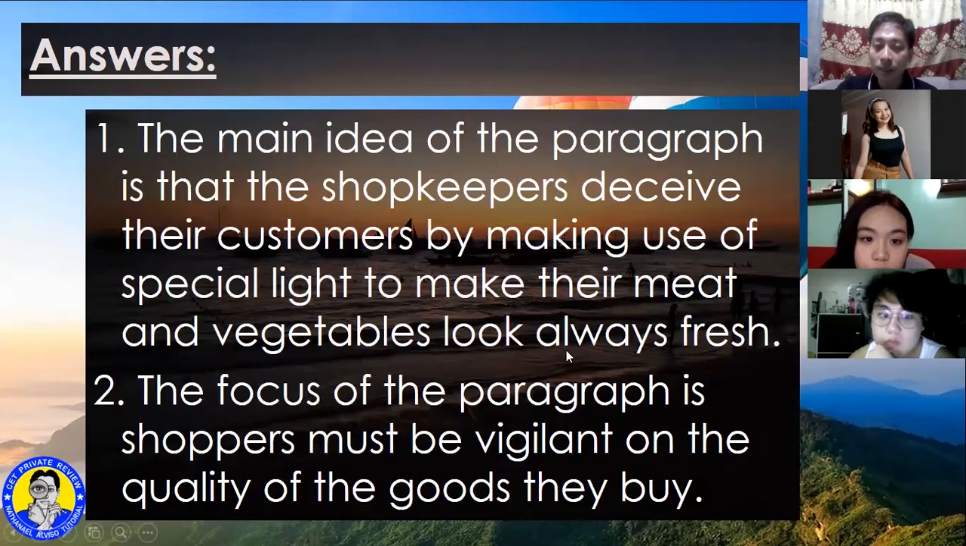It's already old. And the focus of the paragraph is to inform shoppers that when you're shopping, you do not base your judgment on the appearance alone regarding the quality of the food you're buying. So thank you for your input. For those who chatted, who are those? Let me just see. So there's Pauline and also Koji.